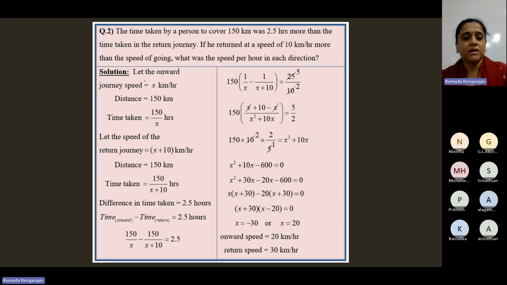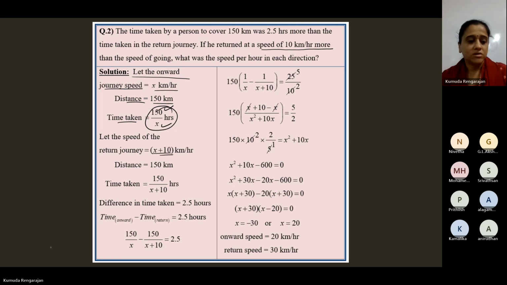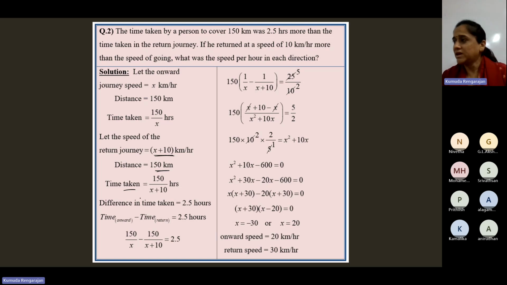See it again here. Let the onward journey speed be x kilometers per hour. Distance 150 kilometers. Time taken is distance by speed. Let the speed of the return journey be x plus 10, because it's given here: he returned at a speed of 10 kilometers per hour more. So return journey speed is x plus 10 kilometers per hour. Distance same. Time taken, distance by speed, 150 by x plus 10. So we are done with the assumptions.